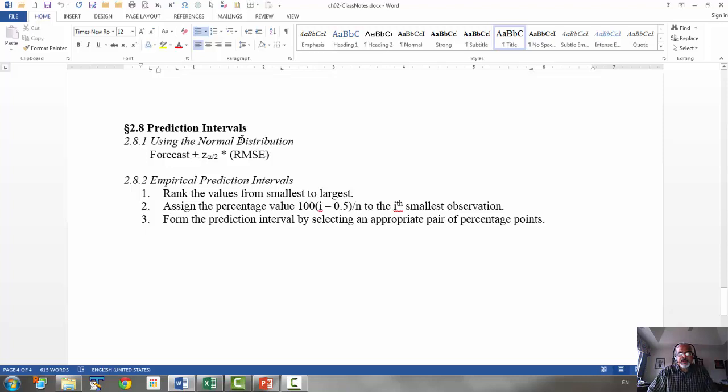Or if we cannot assume normal distribution, then you have to take the error values and arrange them from smallest to the largest, and then look at the interval that we want and select the errors from those 2 points and apply that to the forecast to develop an empirical prediction interval. So we'll look at examples of both.